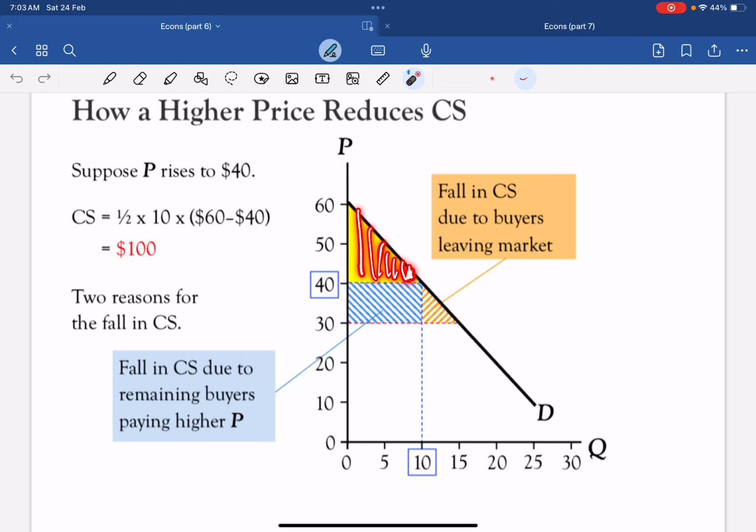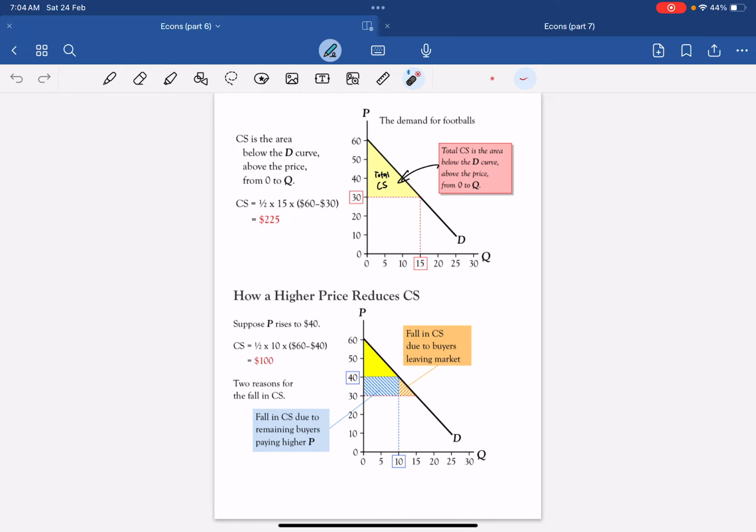So you have two ways of reducing this CS. The first part will be all these people here who are willing to pay on this side of the curve, who will now be benefiting less. So there's a fall in CS due to higher prices. But the people who are willing to pay over here will not buy the good anymore because the price is above it. So this is called the fall in CS due to buyers leaving the market.